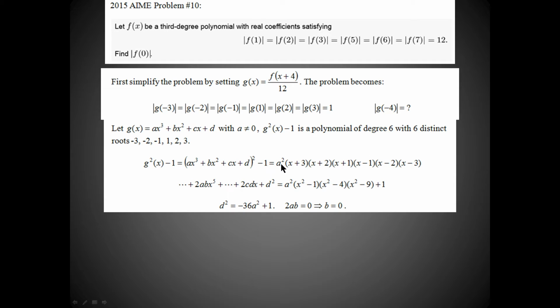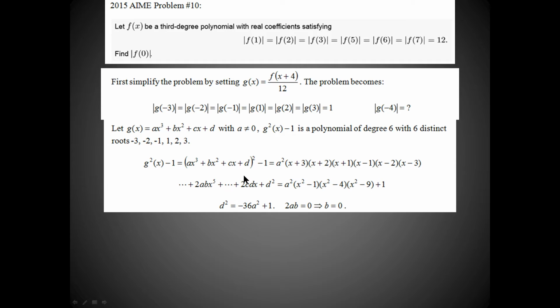Then it can be factored. The leading coefficient is a squared, then x minus 4th root: x plus 3, x plus 2, x plus 1, then x minus 1, x minus 2, x minus 3. Then what? We will move this subtract 1 to the right side.